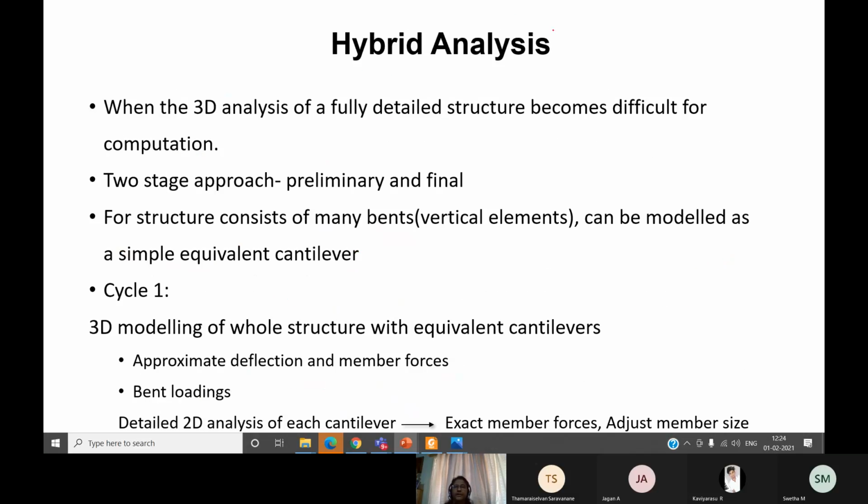Now the third one is a hybrid analysis. Hybrid analysis means it's a combination of preliminary and final analysis. Okay, it's a combined effort.